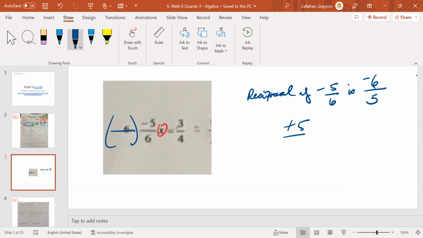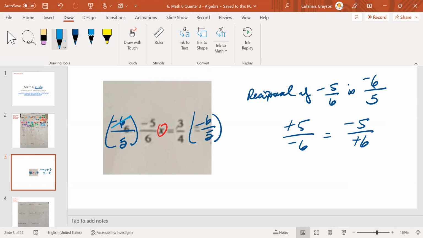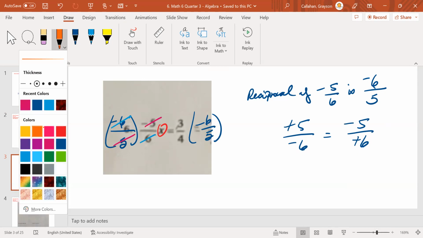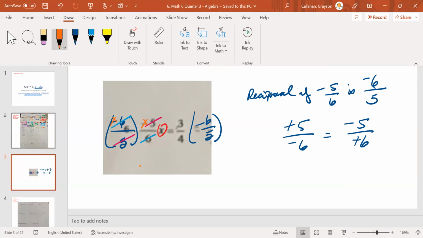If you have a +5 over -6, that's the same thing as a -5 over +6. Do you see that? It's the same thing. Okay, so then you can multiply by -6/5 on the left side, but you have to do the same thing on the right side. Do you see that? 6 and 6 cancel because it's top and bottom. 5 and 5 cancel, so it's top and bottom. Negative times a negative is a positive, so the negative cancels. You have a positive x now.